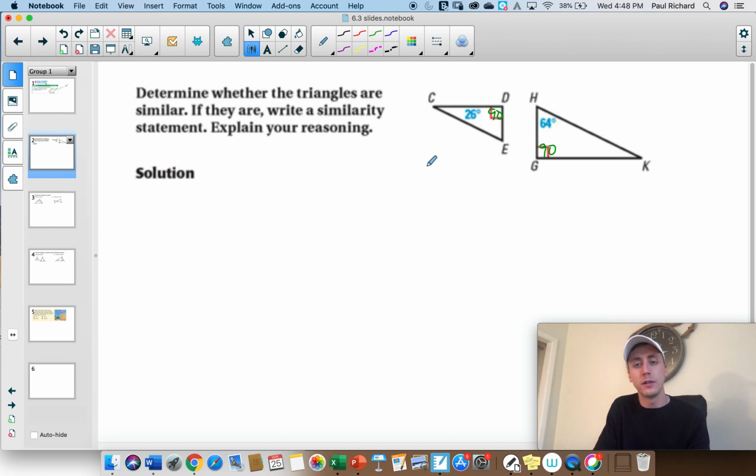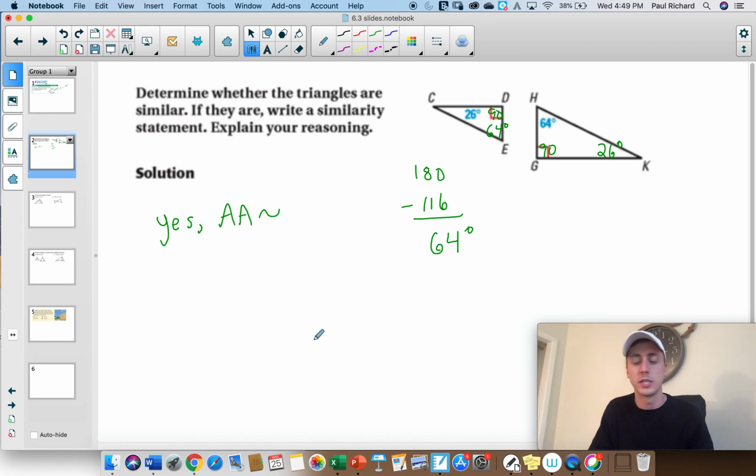But we have 90 and 26. We'll add those and get 116 and subtract that from 180 to find the measure of angle E. We've got to find the missing pieces of information about these triangles. So that's 64. So the measure of angle E is 64 degrees. Sure enough, look at this. We have a 64 and a 90. We have a 64 and a 90. That means that this is no doubt 26, and we didn't even need that information, because I have an angle that corresponds with an angle. So to answer this question, we would say, yes, they're similar by the AA similarity theorem, just like that.